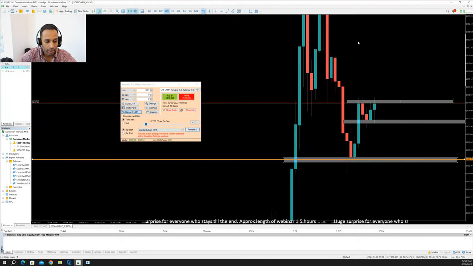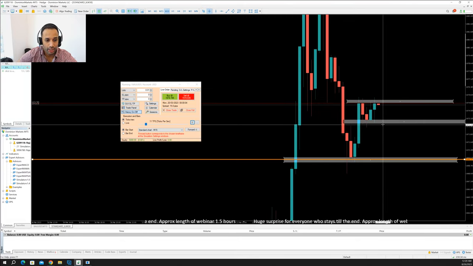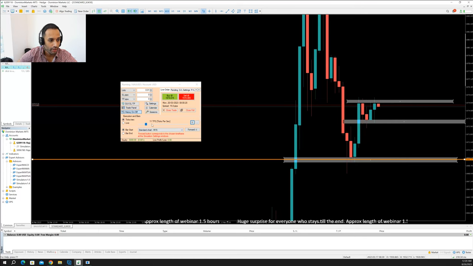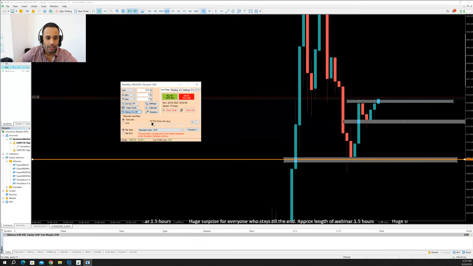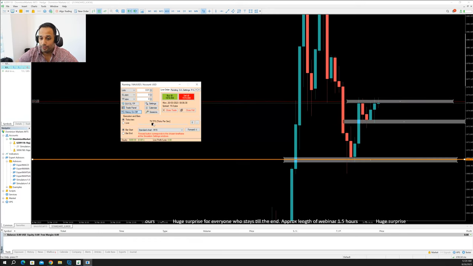So I think the best thing to do at this point is just wait. Wait for what? Maybe wait for a candle to close above, or wait for a candle to close below the support. That's all we're going to do. The whole idea is just to wait. We're just waiting to see whether candles are going to close above or close below.